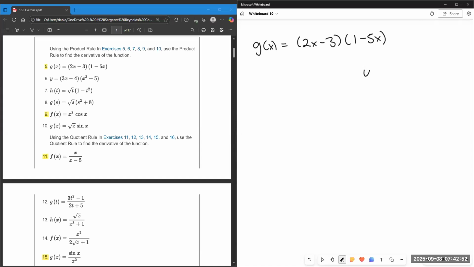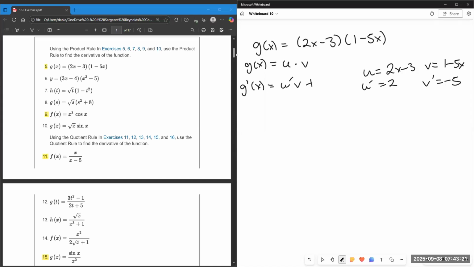So I make a little chart off to the side that my first function is 2x minus 3, and my second function is 1 minus 5x, and the derivative of my first function is 2. The derivative of my second function is negative 5. And so I'm going to write g of x as my first function times my second function. And then I'm going to write my product rule that the derivative of g is the derivative of my first function times my second function plus the derivative of my second function times my first function. And then I'll go ahead and make these substitutions from my chart.